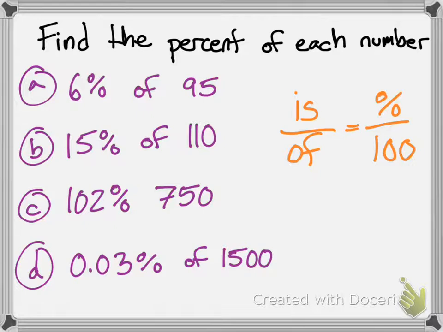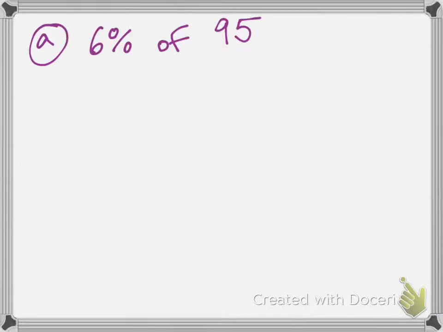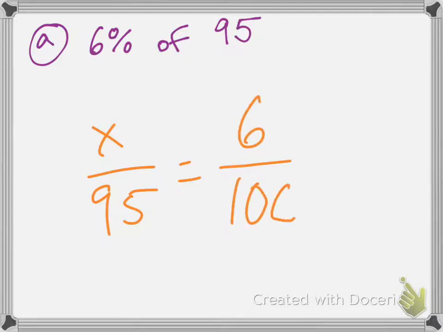So for example, for this one, do we have an is? Yes or no? Do we have an is? No. So it is an X. Do we have an of? Yeah, our of is 95. We have our percent over 100.